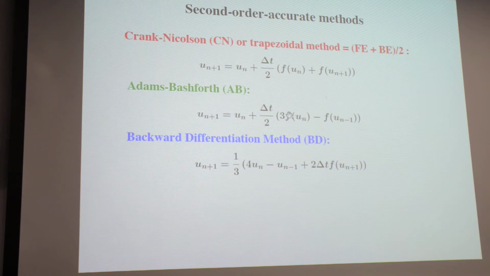Adams-Bashforth, which takes a function not just of the past, but of the past before that. And the third thing, less well known perhaps, is the backwards differentiation formula that takes a formula including the future and the past and the present.